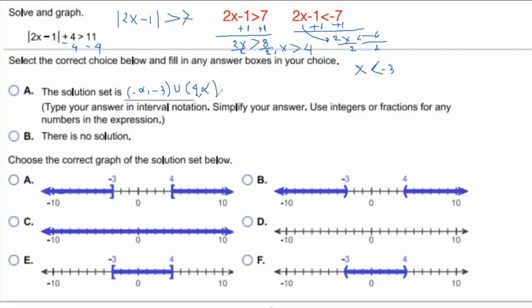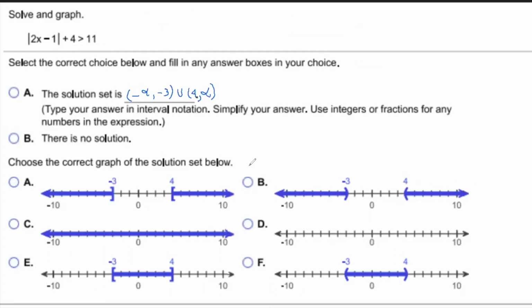So now let's look at the graph, which one looks like that. Negative infinity to negative 3, but this one has a bracket, meaning negative 3 is included in the solution, so that is not it. For B, it's coming from negative 3 to negative infinity. That's right. And this one is from 4 to infinity. So for this problem, we have the solution set negative infinity to negative 3 and 4 to infinity. So if you look at the graph, you can see that B is the right answer. Thank you for watching.